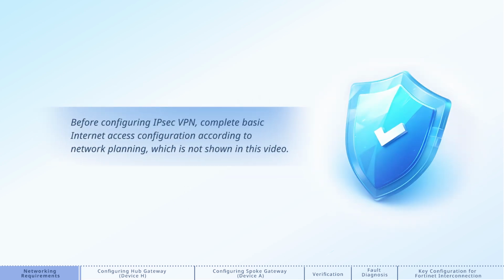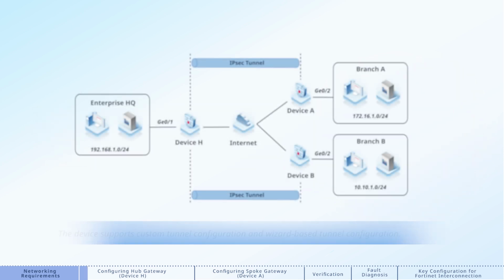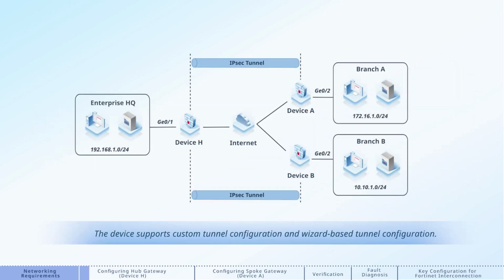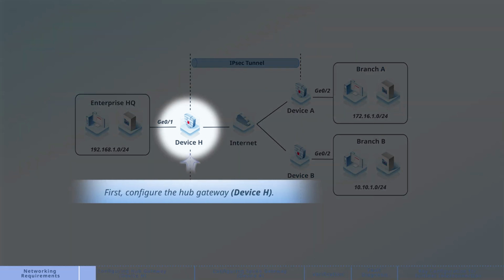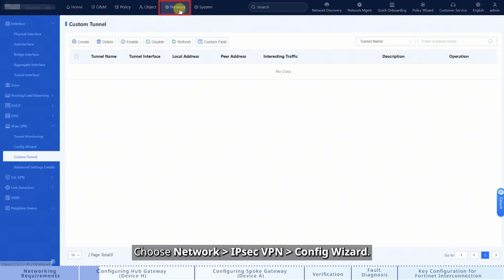Before configuring IPsec VPN, complete basic Internet access configuration according to network planning, which is not shown in this video. The device supports custom tunnel configuration and wizard-based tunnel configuration. Here, the wizard is used to configure IPsec VPN. First, configure the hub gateway. Choose Network, IPsec VPN config wizard.